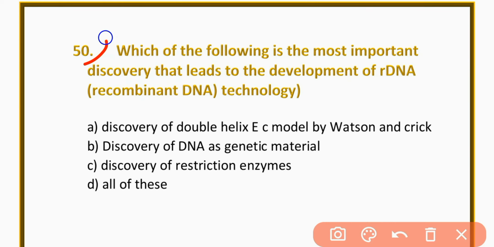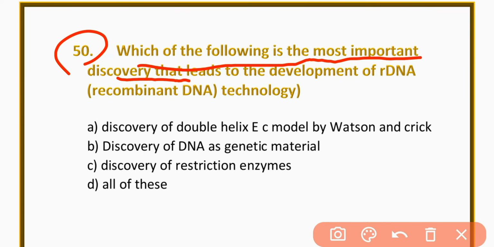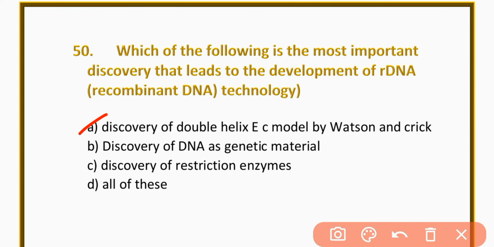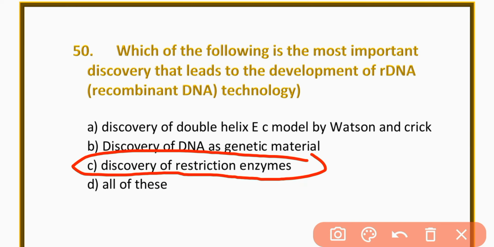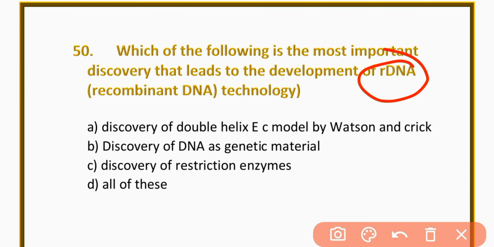MCQs number 50. Which of the following is the most important discovery that led to development of rDNA? A. Discovery of double helix model by Watson and Crick. B. Discovery of DNA as genetic material. C. Discovery of restriction enzyme. D. All of these. The correct option is option C. Discovery of restriction enzyme is the most important discovery that led to development of rDNA technology.